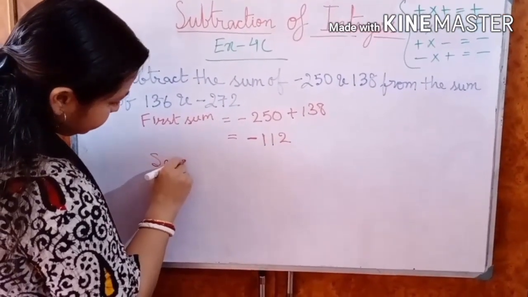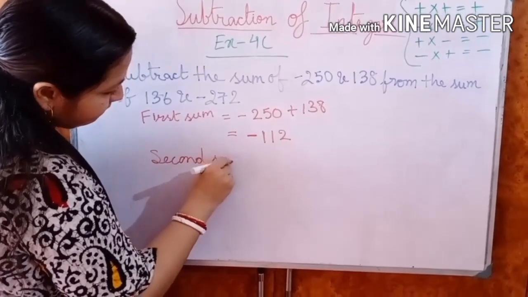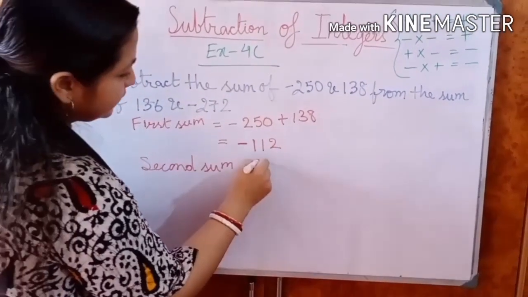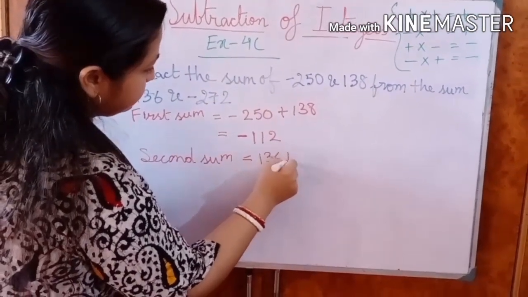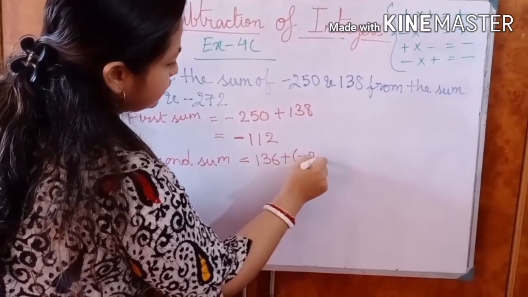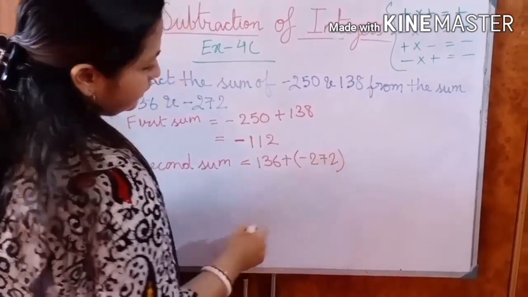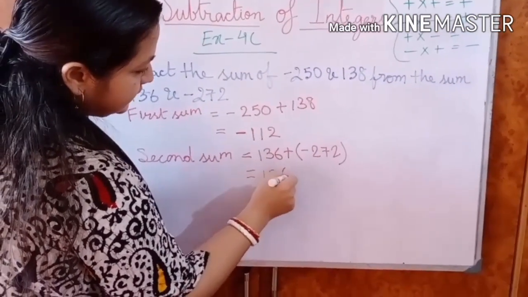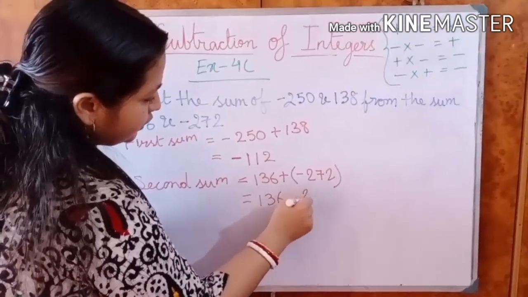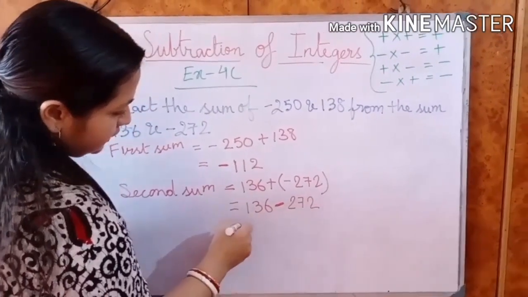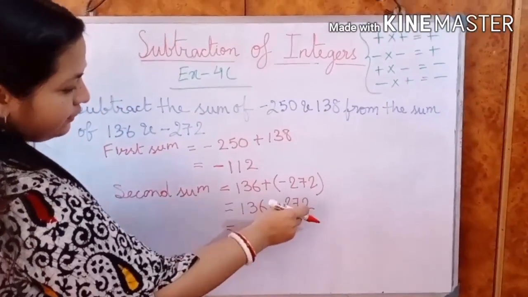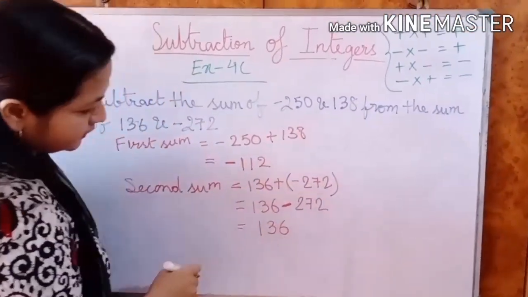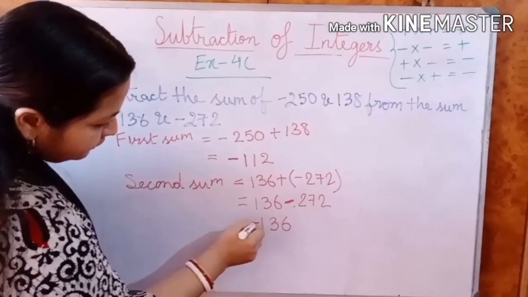Second sum. 136 plus minus 272. So again plus into minus. 136 minus 272. So one is positive, one is negative. We will be subtracting this first 136 from 272. And the bigger number is negative.